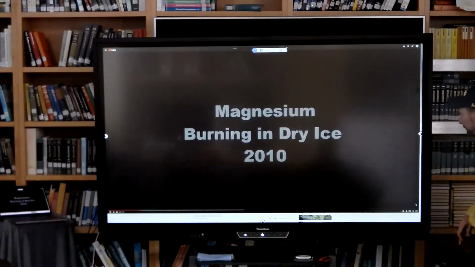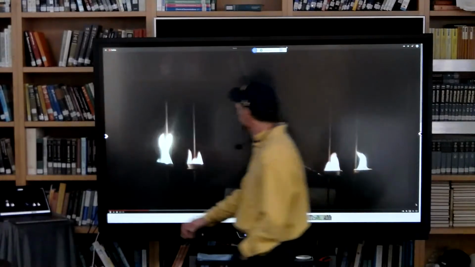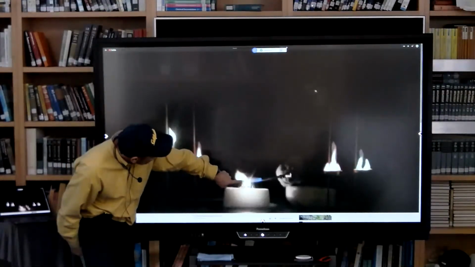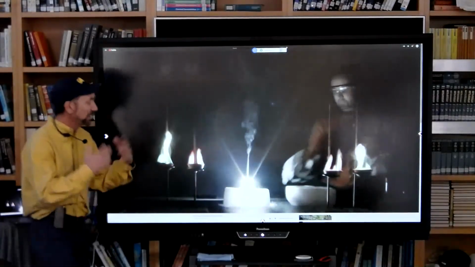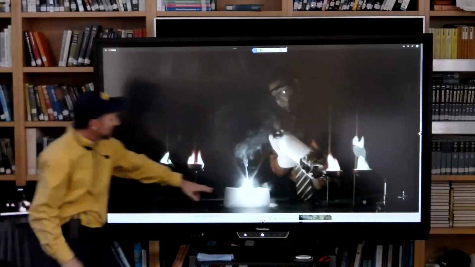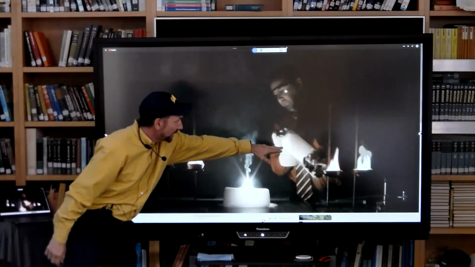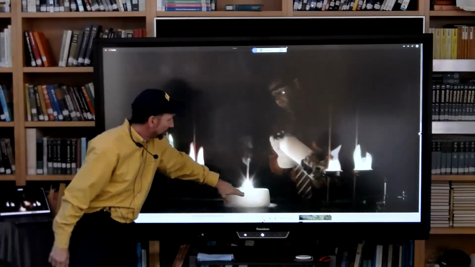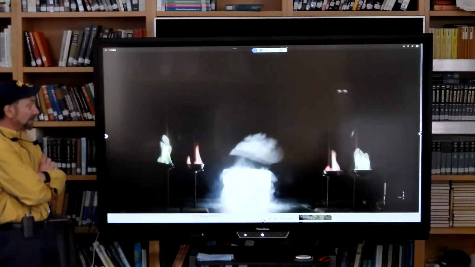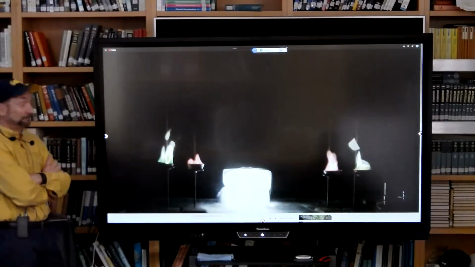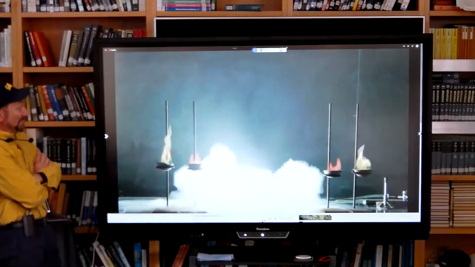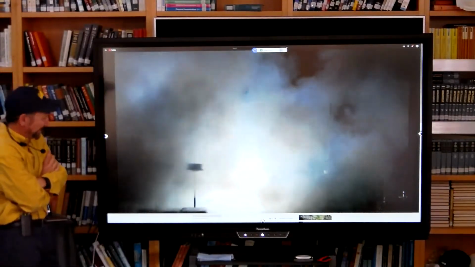Stand by. So magnesium and dry ice. Here's a chunk of dry ice, and they're lighting a little piece of magnesium. The magnesium's burning now in the air, but another huge chunk of solid carbon dioxide we're going to put on top of that as the reaction proceeds. Now you would think that would extinguish any flame, because carbon dioxide is what you use to extinguish flames, but that just makes it worse.